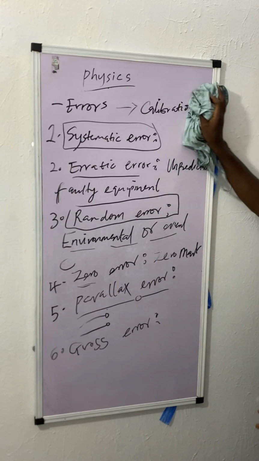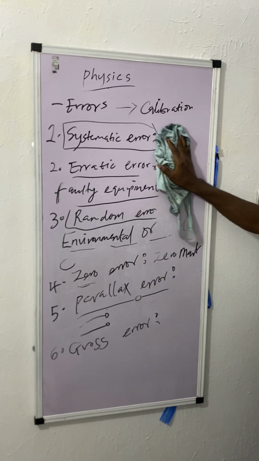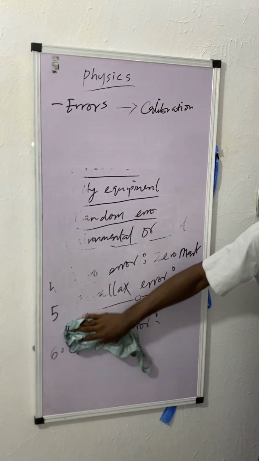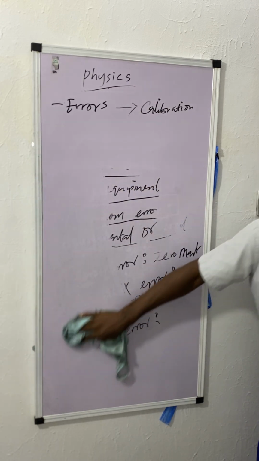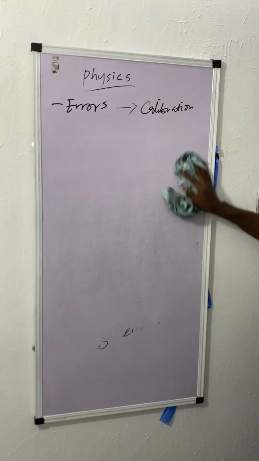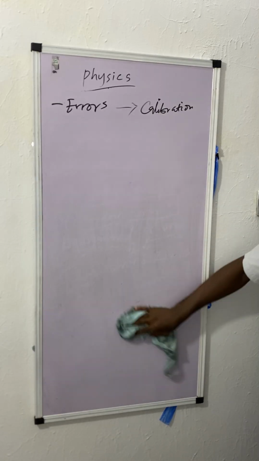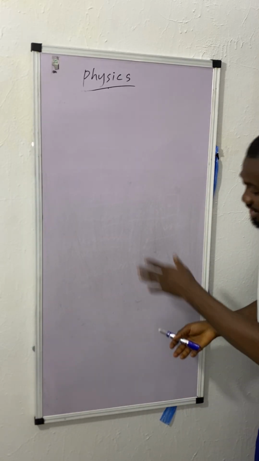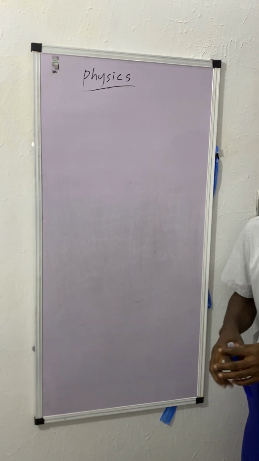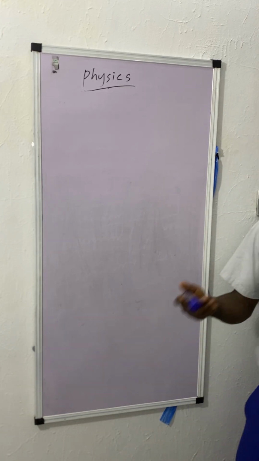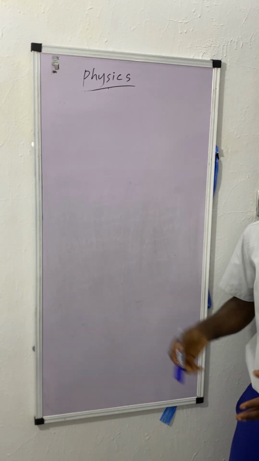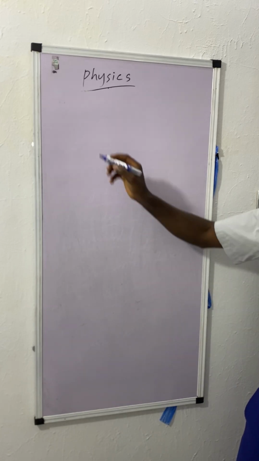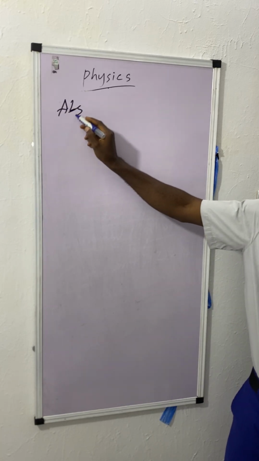All right, having understood these errors from the basic level, let's now look at the errors that we are bound to see after taking our readings. After all these errors that we have just talked about, the errors that we are bound to see while we are comparing our readings. The first error is called the absolute error.